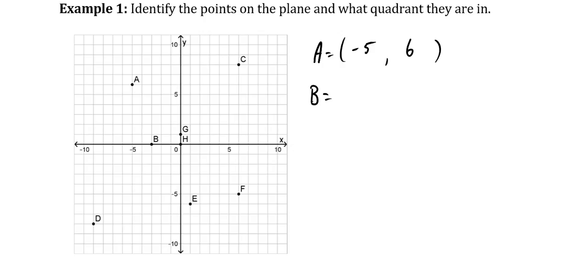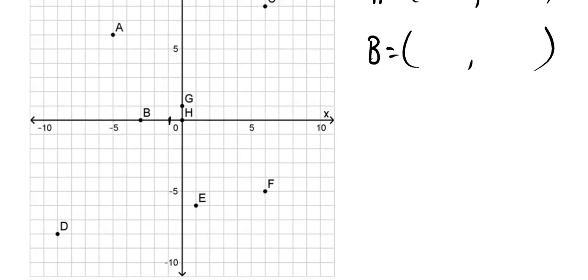Ooh, B's got a bit of a trick to it. How far over do I go for B? I go -2. Actually, I think it's -3. You can look carefully. Sometimes counting on the board is really hard, so you can count on your own sheet and try to count carefully. So 1, 2, 3. That's right, -3.